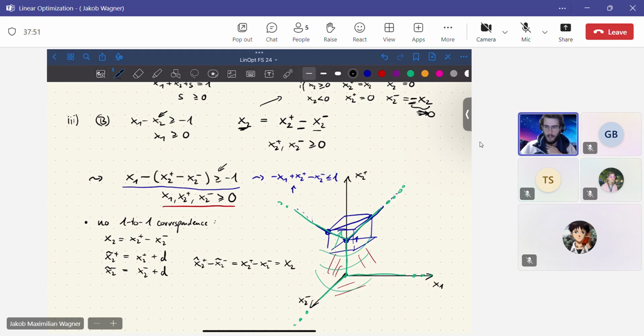So we can represent the same point x2, or the same coordinate x2 in our old feasible set, by multiple different versions of splitting into positive and negative parts. So we see that in this direction, the set extends infinitely far because we can always add this constant to both the x2 plus and the x2 minus coordinate.